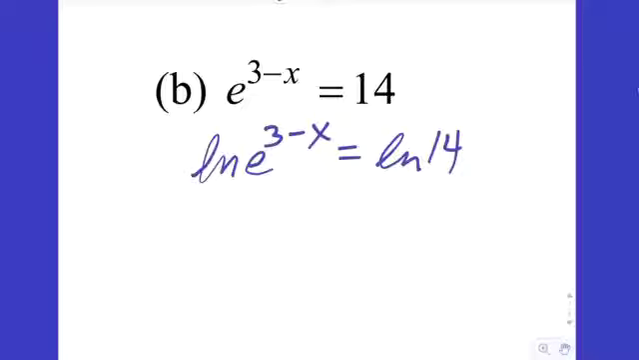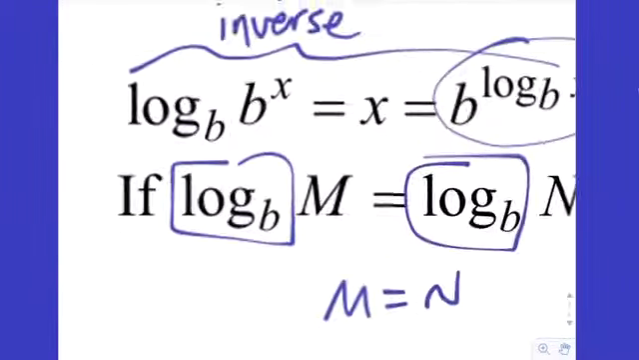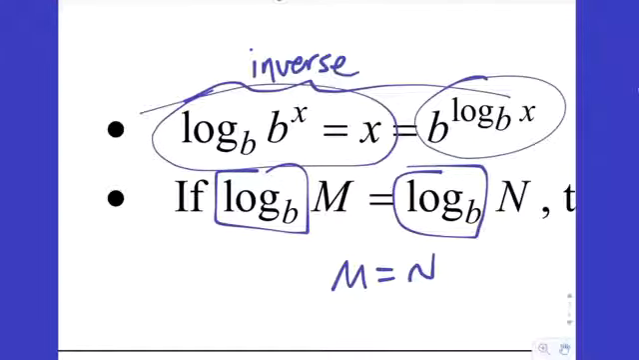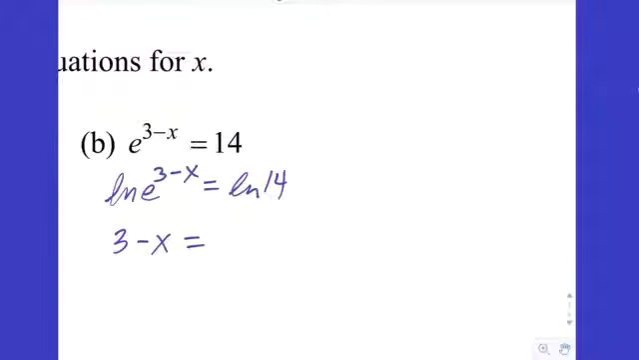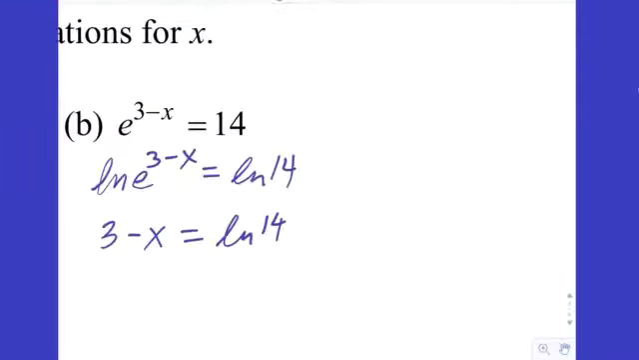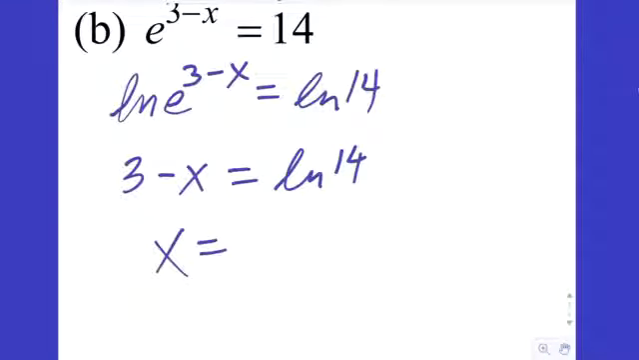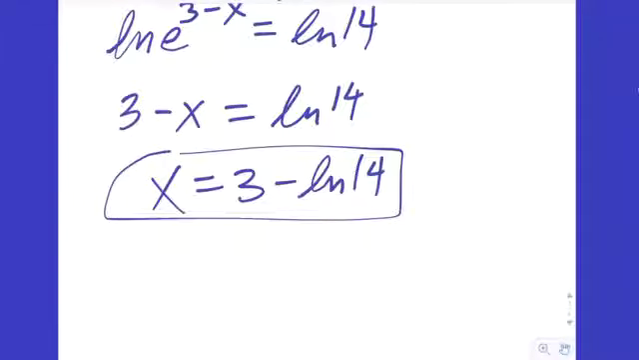And, of course, now the natural log of e to the blob is just the blob. That's using this other one right here: log base b of b to the x is just x. And that equals the natural log of 14. So if we solve algebraically, we get x equals 3 minus the natural log of 14. And that's a fine and dandy answer. But let's see what we could do with that. Let's play with the log.